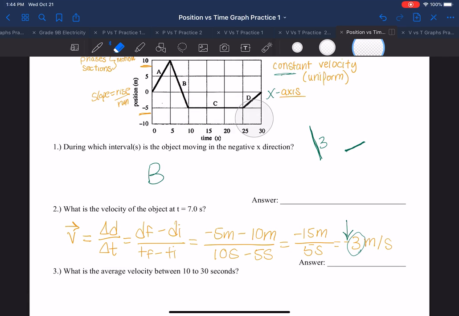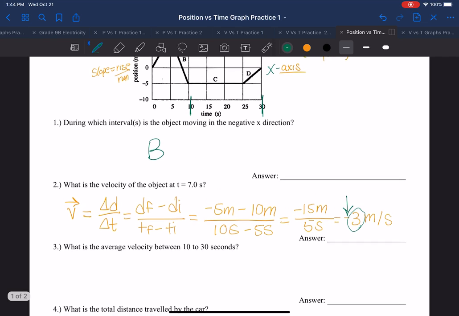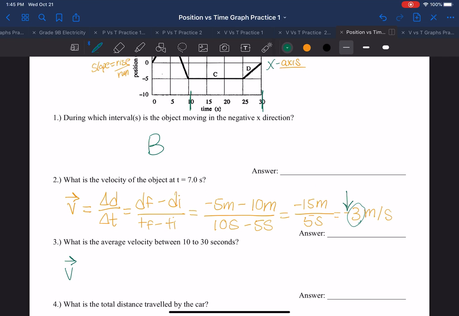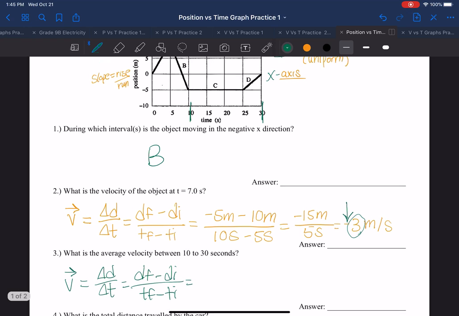Okay, let's erase some of this here so we don't get confused. So what is the average velocity between 10 and 30 seconds? Average velocity gives us our final and initial time values that we're going to plug into the formula. We just have to look for df and di. So velocity equals the change in d over the change in time, equals df minus di over tf minus ti, and then you get your values from the graph.